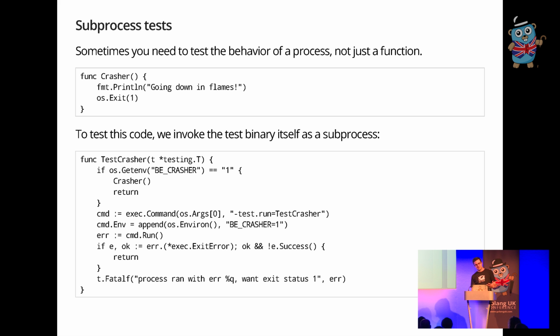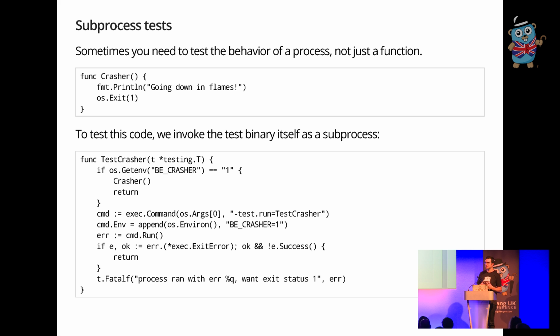in this test function, we first see whether an environment variable, BE_CRASHER, is set. If it is, we run the crasher function and return. So this is the pathway that will be followed if we're the subprocess. If we're not the subprocess, then we want to create the subprocess. So we use exec.Command to exec os.Args[0], that's the test binary name itself. And then we pass the flag -run=TestCrasher so that we're going to execute only this particular test case. And then we add to the existing environment the BE_CRASHER environment variable and execute it.